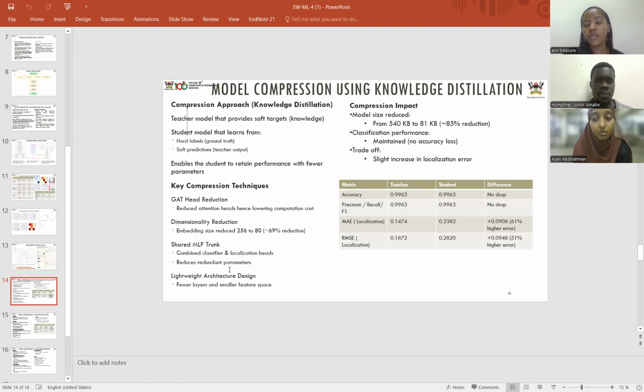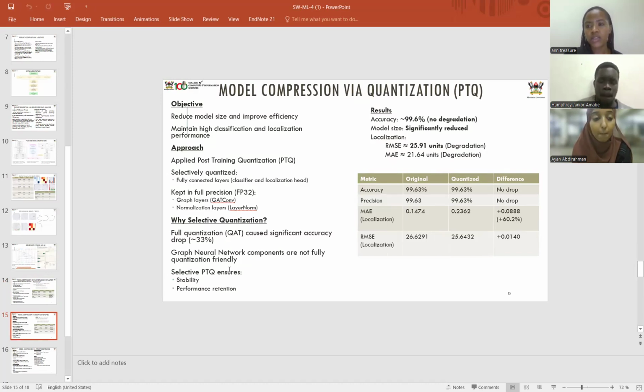So the compression impact. So after training the student model, we saw that the model size in general went from 500 kilobytes to 81 kilobytes. That was an 85% reduction. The classification performance was maintained. It was still 99.6%. However, there was a degradation in the localization error, which was roughly a 61% error, especially in the mean absolute error. My colleague Ayan is going to take us through quantization.